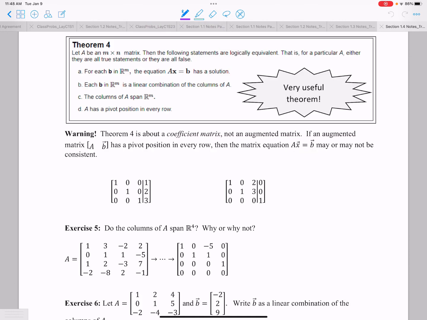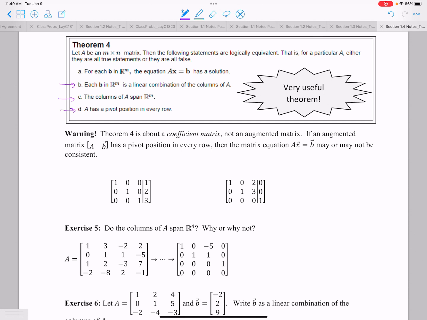This is part of the theorem we mentioned before, where all these things are logically equivalent. If we know one of these pieces, we'll know all the others. In other words, if we know the columns of A span Rm, then we know that A has a pivot in every row. It means we also know that each b in Rm is a linear combination of the columns of A. So all these things tell us the same thing about a matrix.